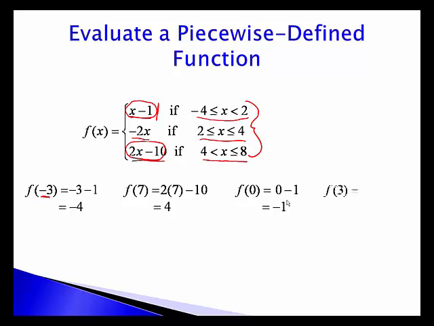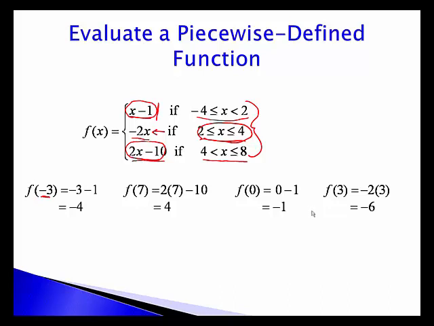Let's do one more. What about f of 3? Well, this time we need to determine where the 3 falls. Is it in the first interval, the second interval, or the third interval? Well, it turns out this time that it falls in this interval, so we'll need to use this part of the function. So we'll plug our 3 in, and we'll have -2 times 3. We'll get a final answer of -6.